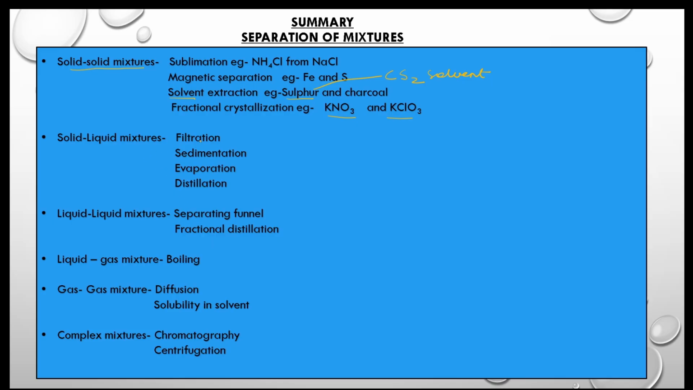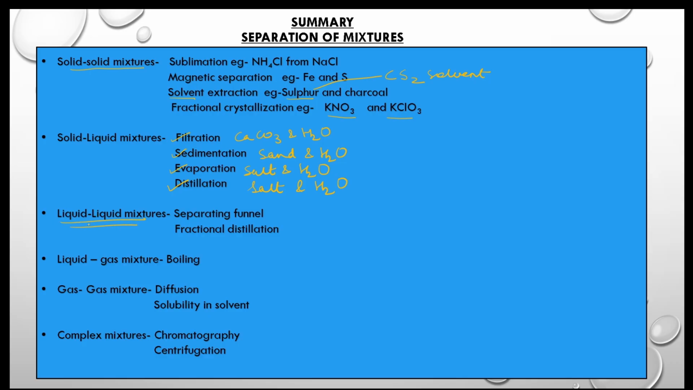Next was solid-liquid mixtures. We saw the simple methods: filtration, sedimentation, evaporation and distillation. So in filtration, we saw calcium carbonate separated from water. In sedimentation, we saw sand and water being separated. In evaporation, we saw salt and water being separated, and in distillation also we saw salt and water being separated.